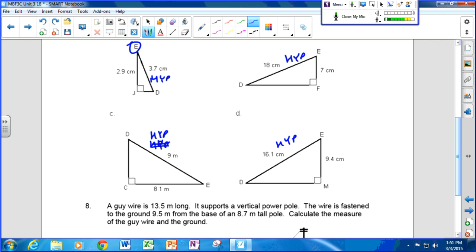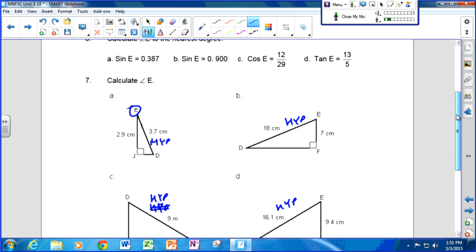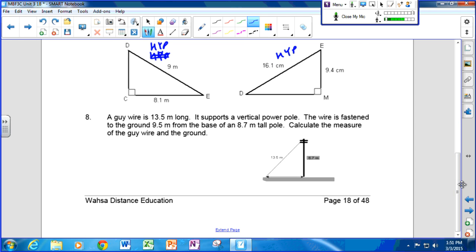Okay, so there you go. So you'll try those, and just looking at this, it looks like they're all sine or cos, and it's kind of unfortunate.